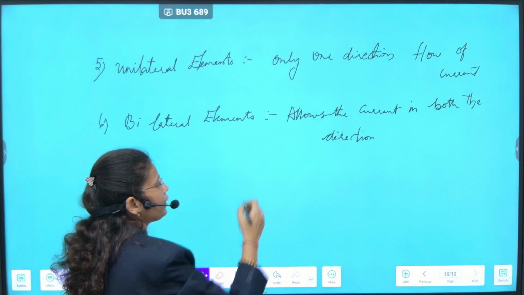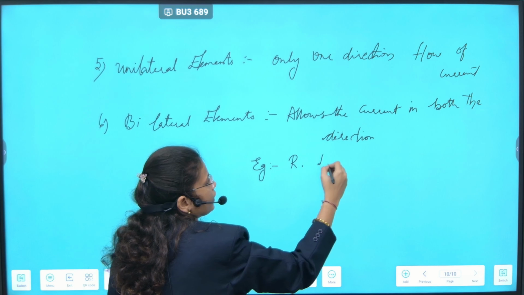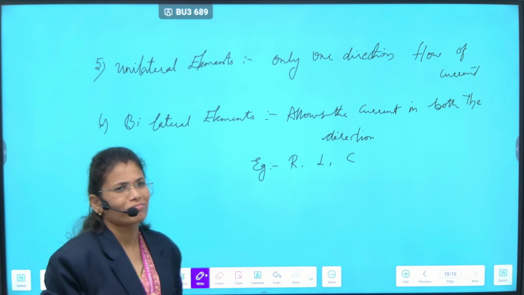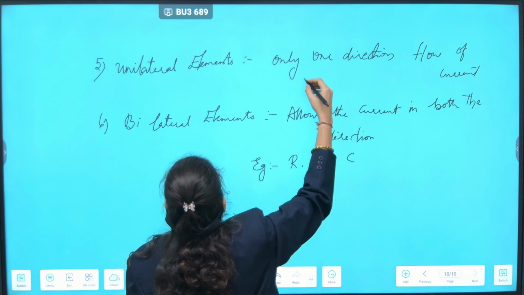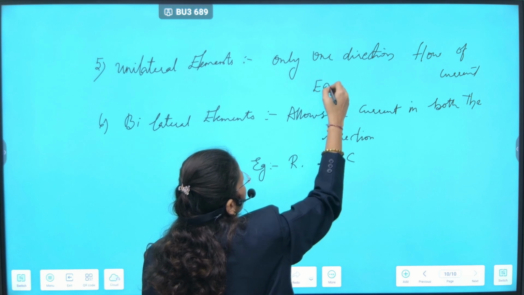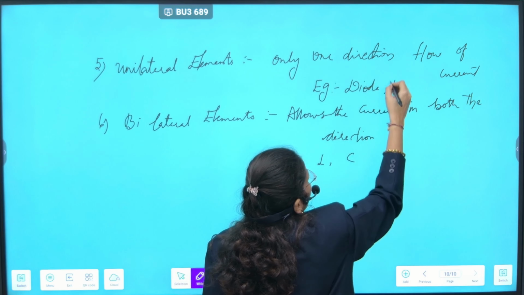Examples of bilateral elements are resistor, inductor and capacitor. Unilateral elements examples are diode, transistor.